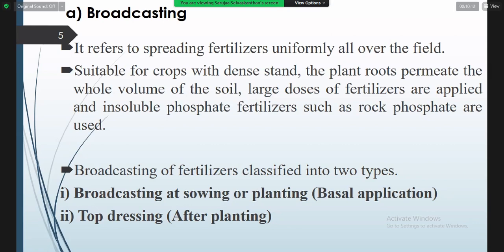Broadcasting of fertilizer is classified into two types. Broadcasting after sowing or planting time is called basal application. Then top dressing is done after planting, after the vegetative stage. Okay.